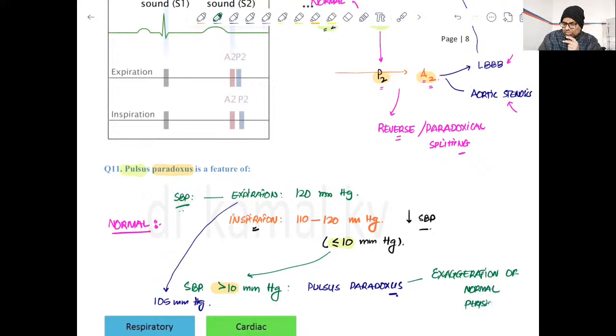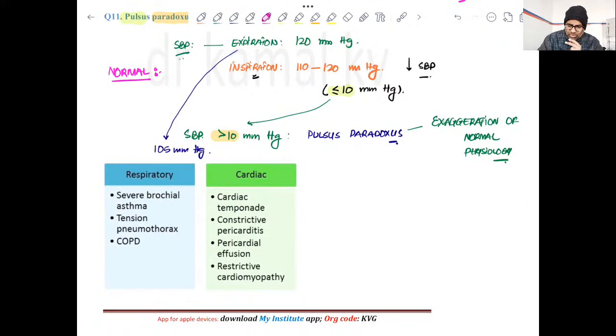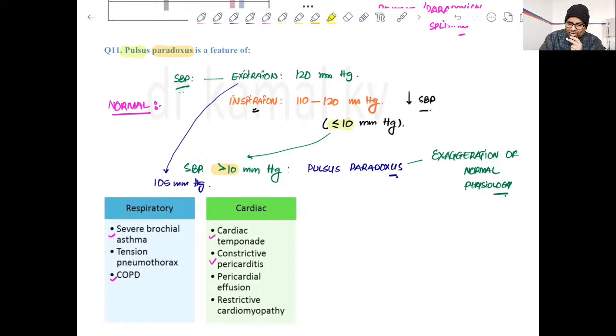And here we have two sets of conditions. It can be lung conditions like COPD, or heart conditions like constrictive pericarditis or cardiac tamponade. So just remember the important ones: cardiac tamponade, constrictive pericarditis, and here it can be COPD, severe bronchial asthma and all, right? So this is pulsus paradoxus. And the paradox is that if you auscultate, you will hear the heart sounds, but if you palpate, you won't feel the pulse. So that is the paradox here.